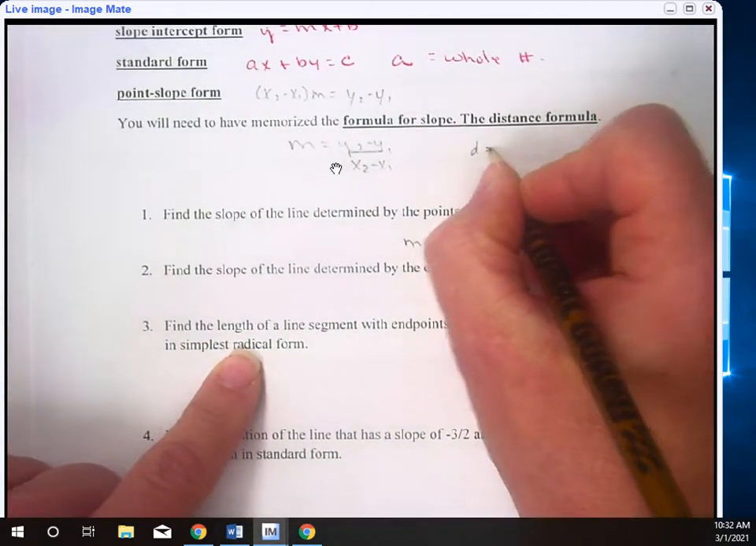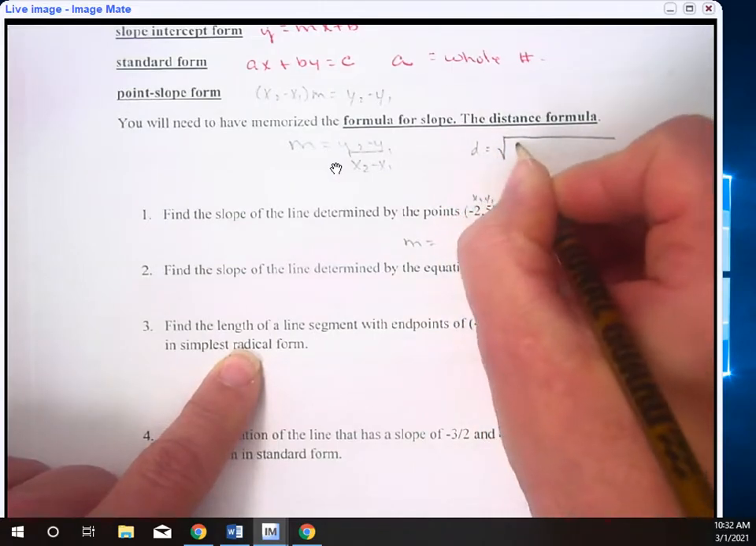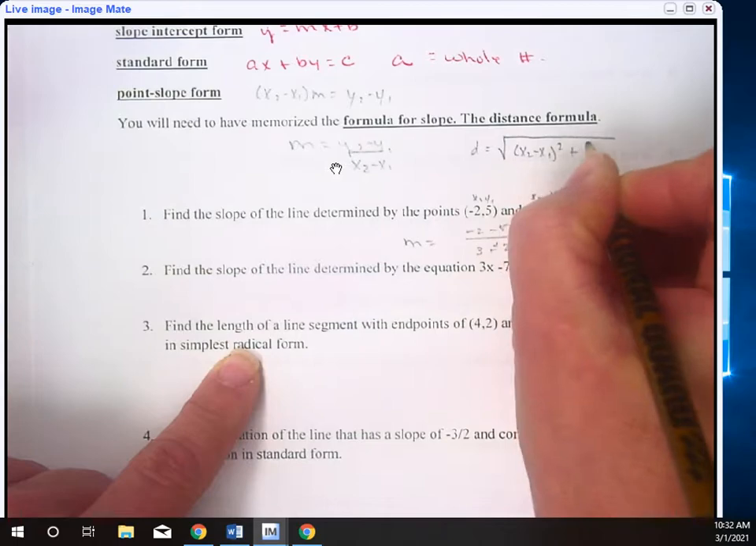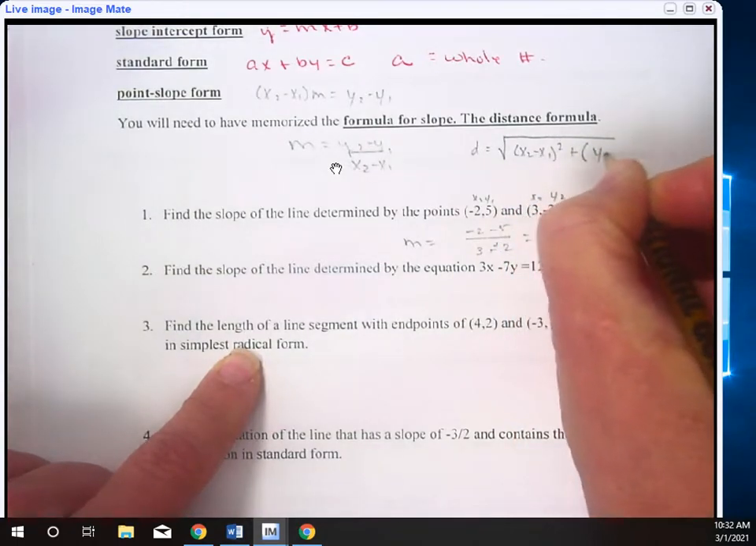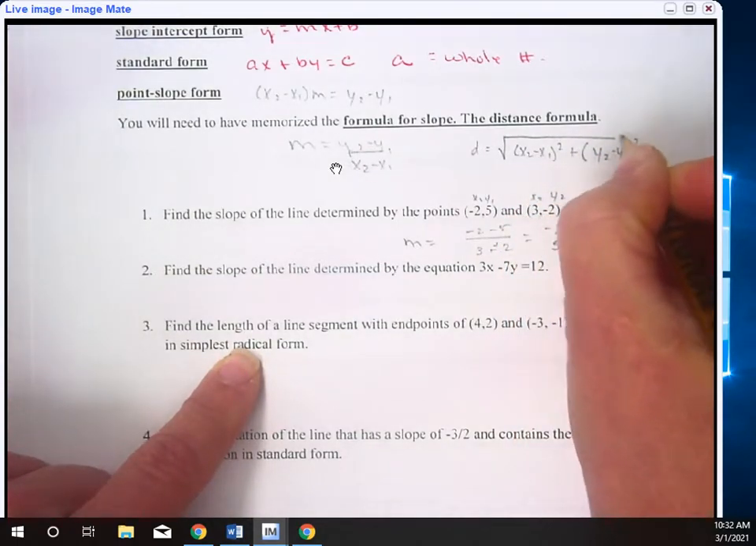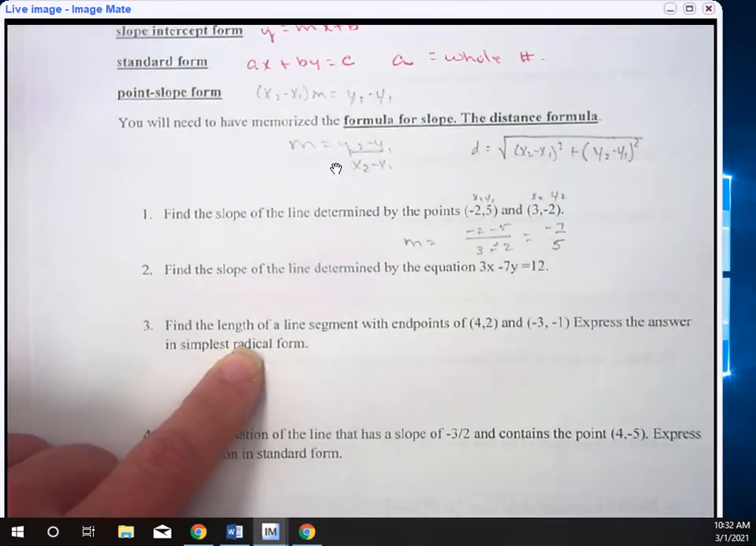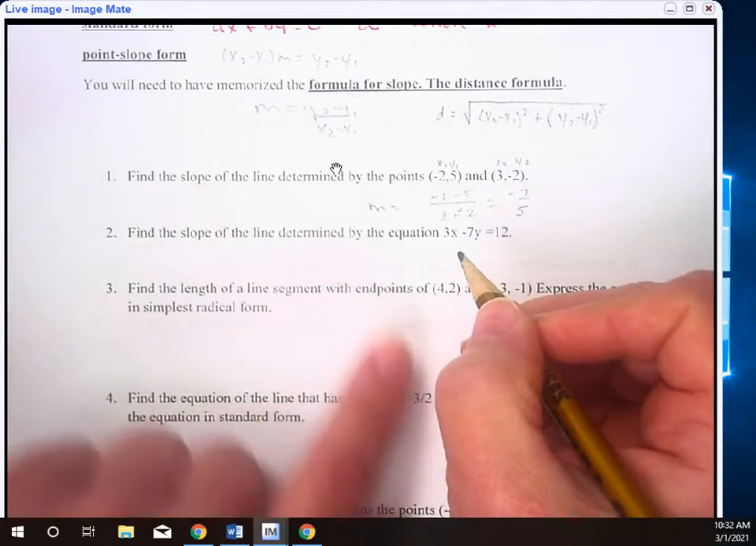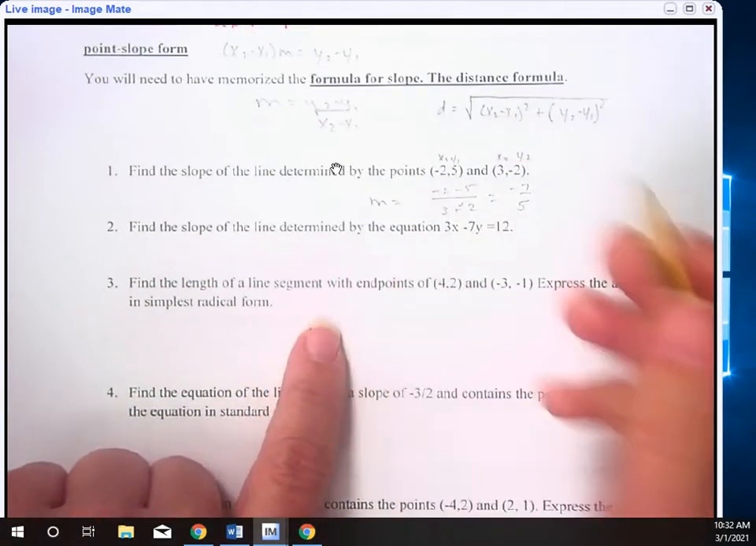The length, well, that's distance. So what is your formula for distance? The square root of the x sub 2 minus x sub 1 quantity squared added to y sub 2 minus y sub 1 quantity squared. So the length of the line segment means that you want to, I skipped 2.